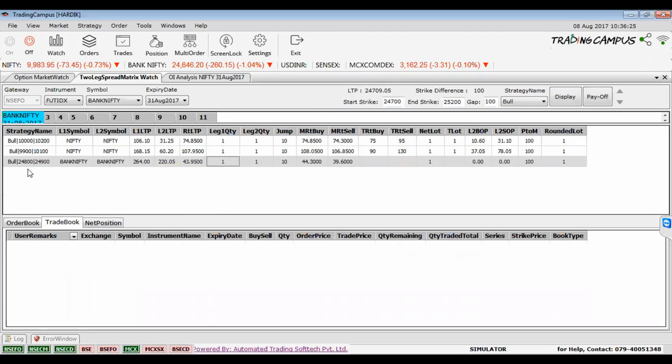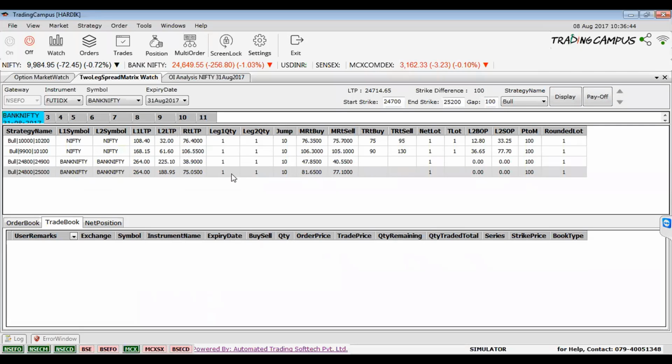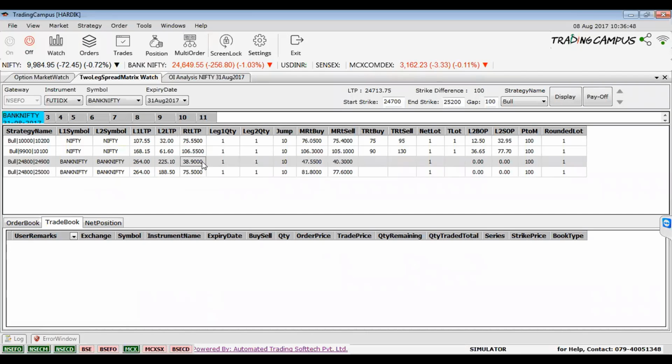Okay, this is for Bank Nifty 24,800 and 900. We can take little far rather than 900. We can take 24,800 and upside of 25,000. So I'm creating a bull spread between 24,800 and 25,000. Okay, so here we are. Let's delete this out to avoid confusion.